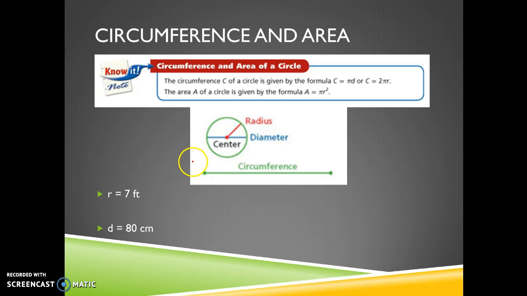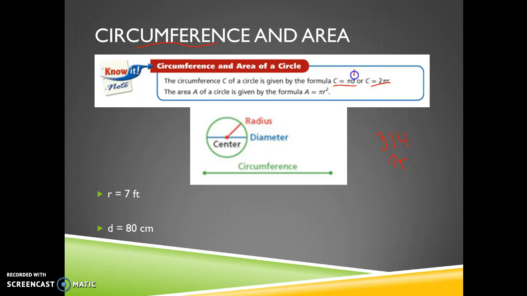Now, when you're dealing with a circle, you can still find the perimeter, the length of this circular path, the circular outer edge of the circle. However, it's not called perimeter of a circle, it is called circumference. It's a special name for the perimeter of a circle. And it has a special formula. Circumference is equal to pi d, where pi is approximately 3.14, or you could always just simply leave the pi symbol in your answer, or it's equal to 2 pi r.